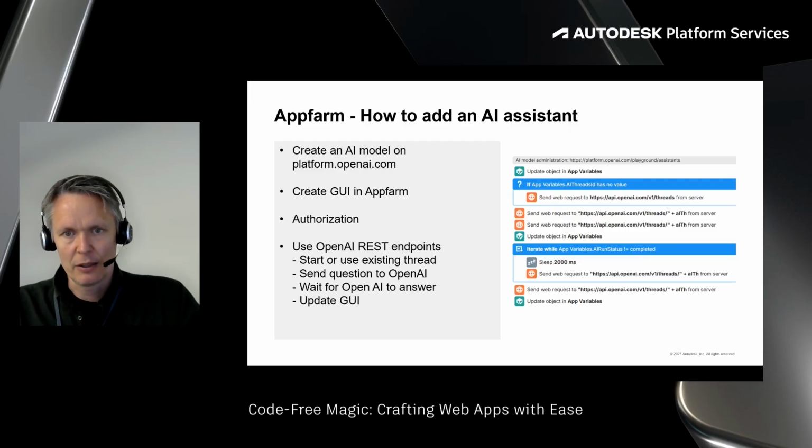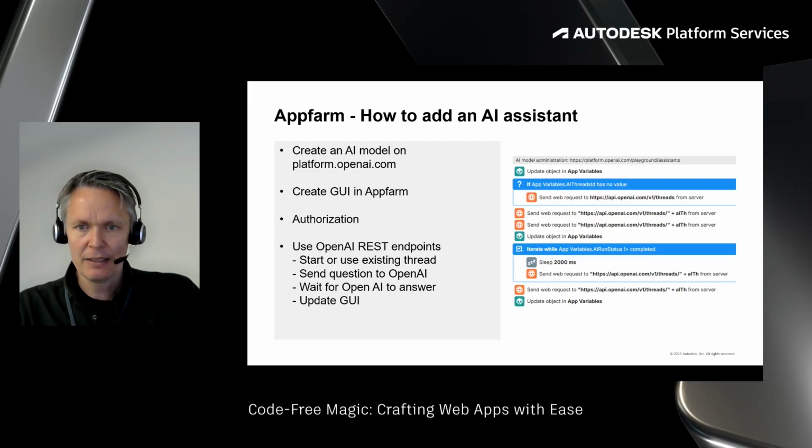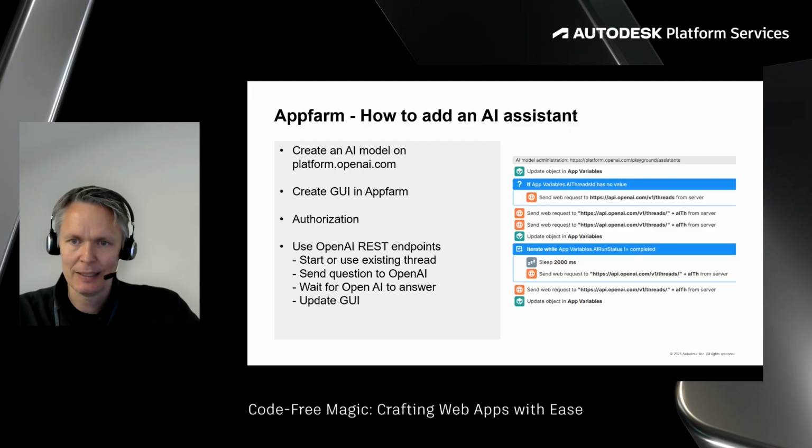When the user asks a question through the user interface, your application will send this query to the OpenAI model using the appropriate REST endpoint. Then you have to wait for OpenAI to answer. The AI model processes the question and generates a response. Your application will wait for this response before proceeding.